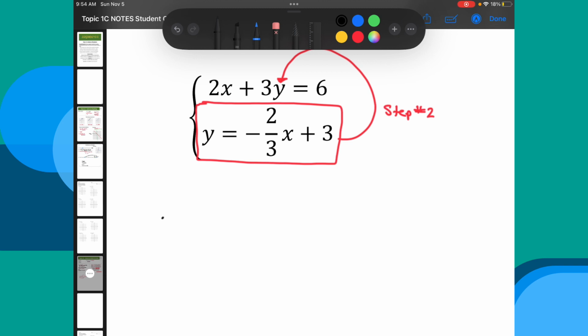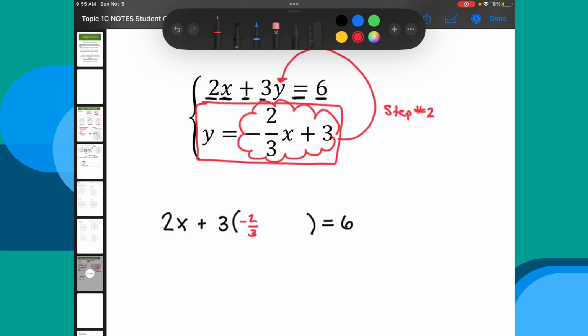So we are going to keep the 2. We're going to keep the x. We're going to keep the plus sign, the 3. We're going to take away the y. I'm going to put parentheses where the y is. I'm going to put the equal sign and the 6. In place of that y, I am putting what all of the y is equal to. So negative 2/3 x plus 3. That's step number 2.